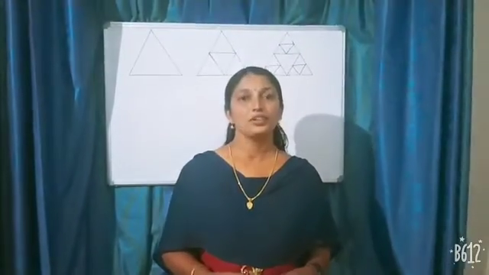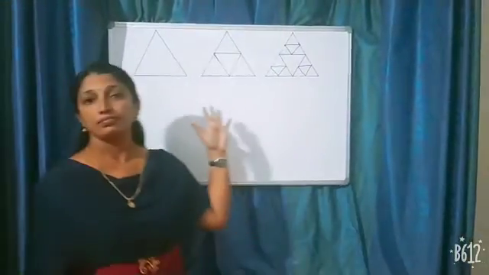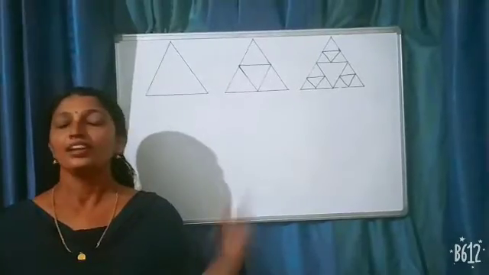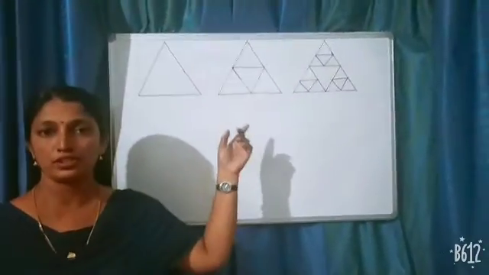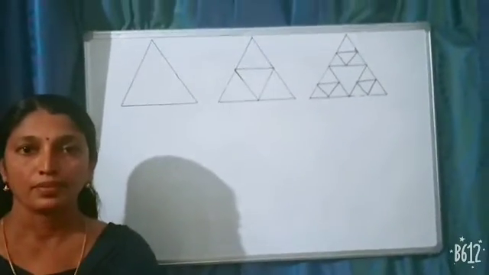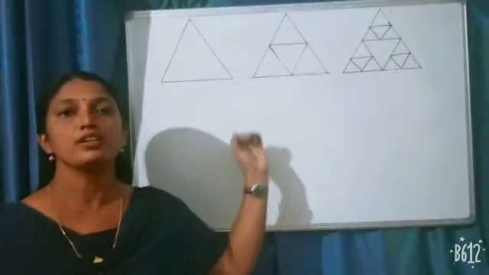Hi students, today we discuss a textbook question. See the figure. An equilateral triangle is given. In the second figure, the midpoints of the sides are joined. We got 4 triangles. And from the center, 1 triangle is removed.